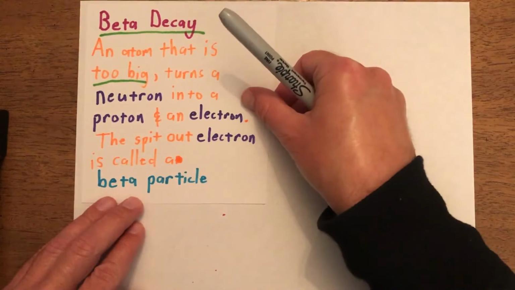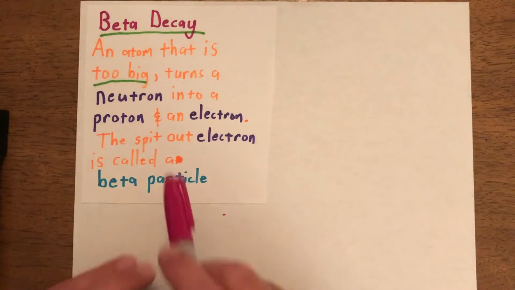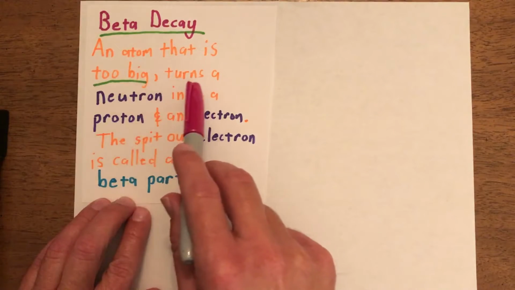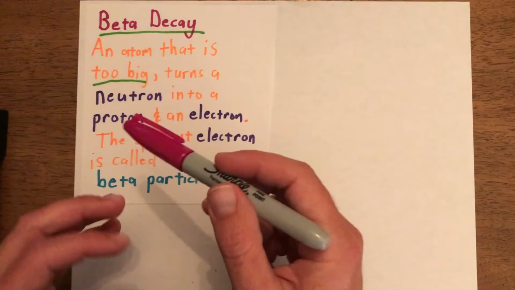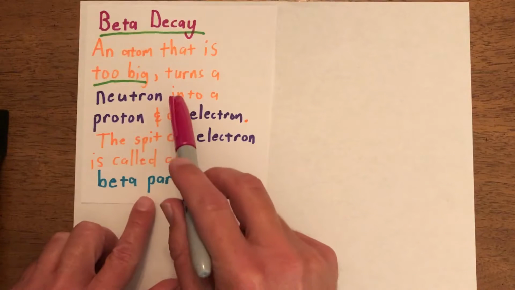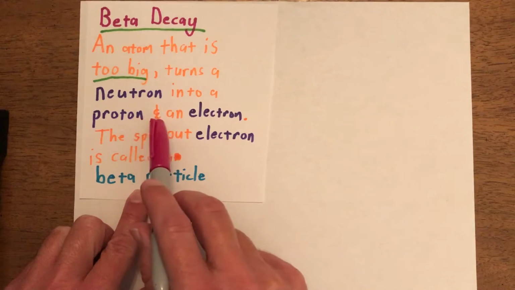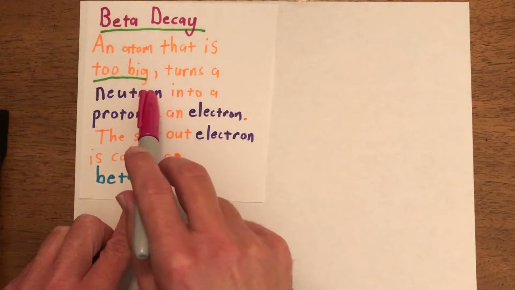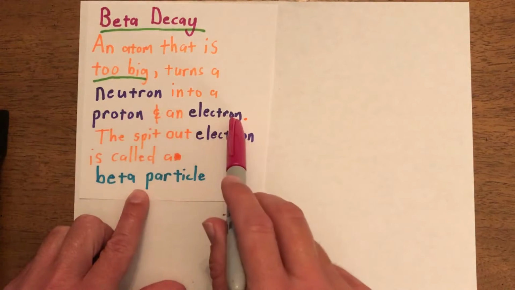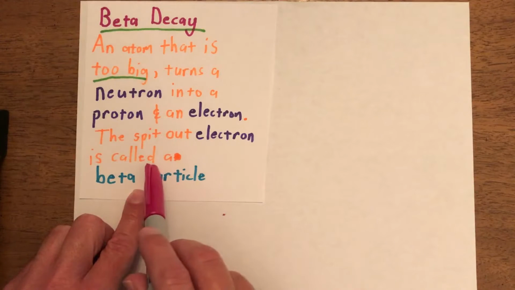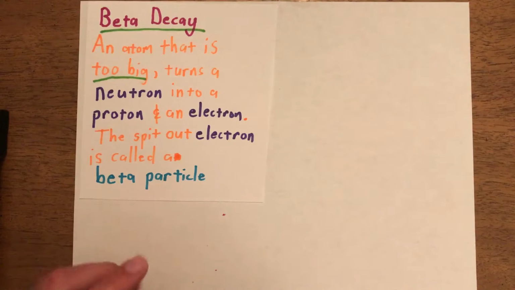So everybody, let's talk about beta decay. Beta decay is another type of radioactive decay. And again, when an atom is too big, it gets unstable. And sometimes in an atom like that, it can turn a neutron into a proton and an electron. So a neutron can actually become a proton and an electron. The electron is spit out, and that's called a beta particle.